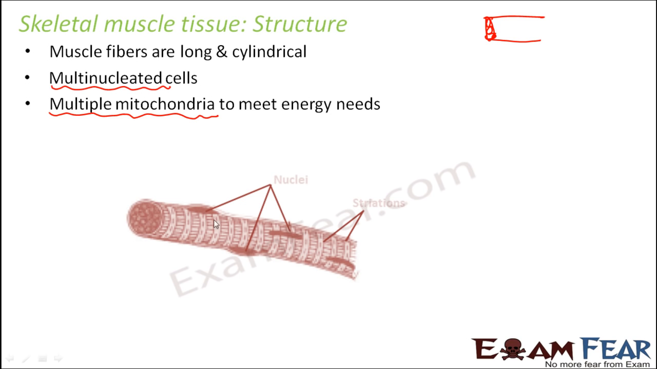Each of these muscle fibers will look like this, where you can have multiple nuclei. Here you can see 1, 2, 3, 4, so many nuclei. That is why they are multinucleated. And here you can clearly see the striations. Alternate dark and light bands are there, right? One is dark, one is light, dark, light, dark, light. These alternate dark and light bands are called striations, and that is why they are called striated muscles. Clear? So this is a brief introduction to the structure of the skeletal muscle tissue.